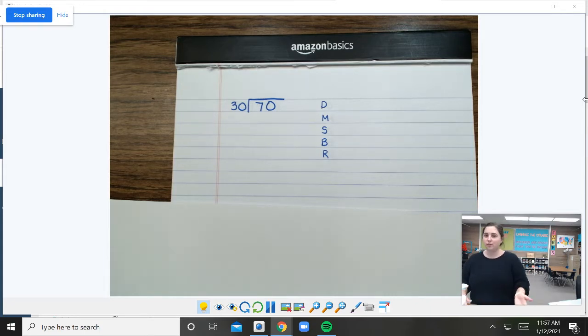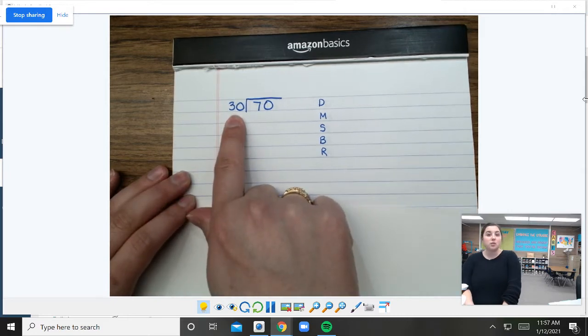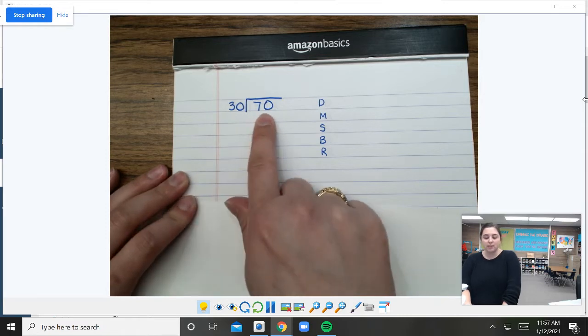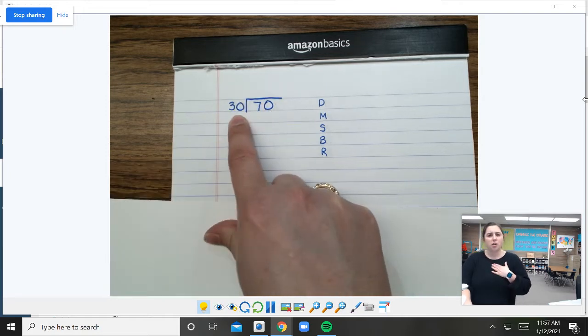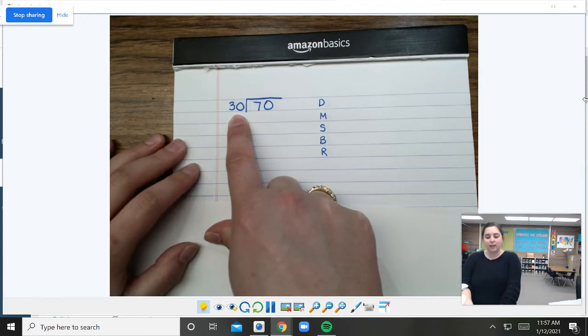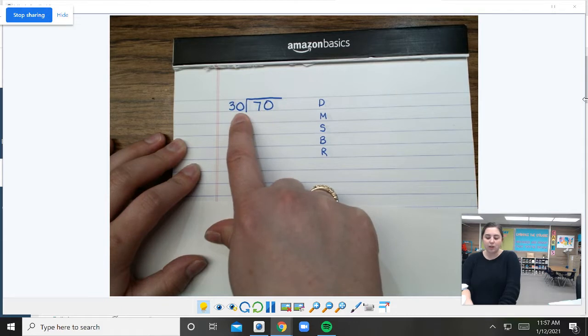So you may have noticed from our first problem here that we are using numbers greater than 10 now as our divisors. So in this question, this is 70 divided by 30. I'm going to solve these first maybe two, and then I'm going to have you solve, so you don't need to write anything down yet. So again, this problem is 70 divided by 30. We're going to use the same process we have before.